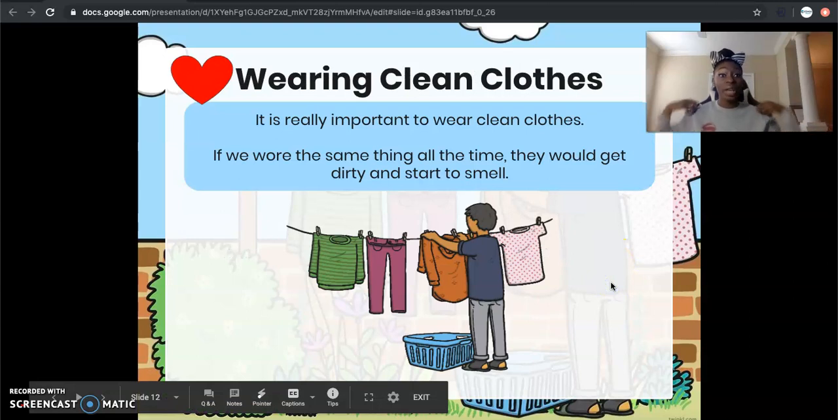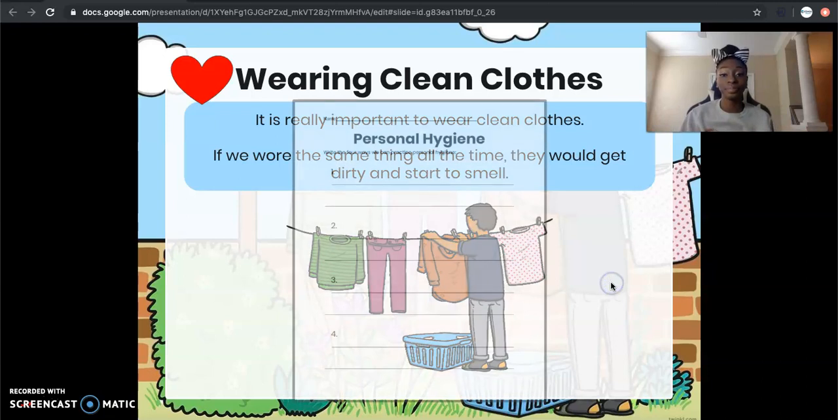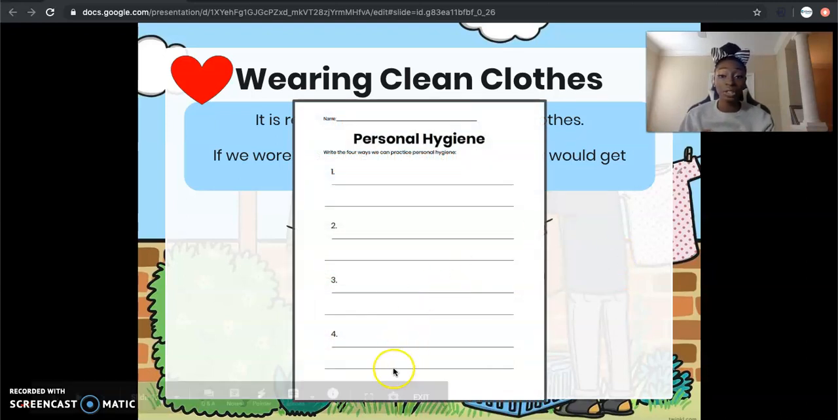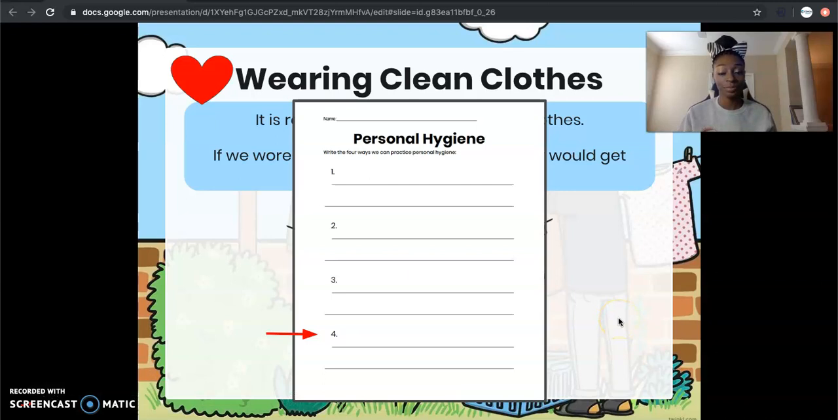So up next we have wearing clean clothes. It's really important to wear clean clothes. If we wear the same thing all the time, it would get dirty and start to smell. So this is where we're going to need our paper and our pencil. One more time. Go ahead and take out your paper, your pencil, and in slot number 4, right here, you're going to pause the video and write wearing clean clothes for one of the ways we can practice personal hygiene. So wearing clean clothes, number 4. Pause. Bringing it back in 5, 4, 3, 2, and 1.